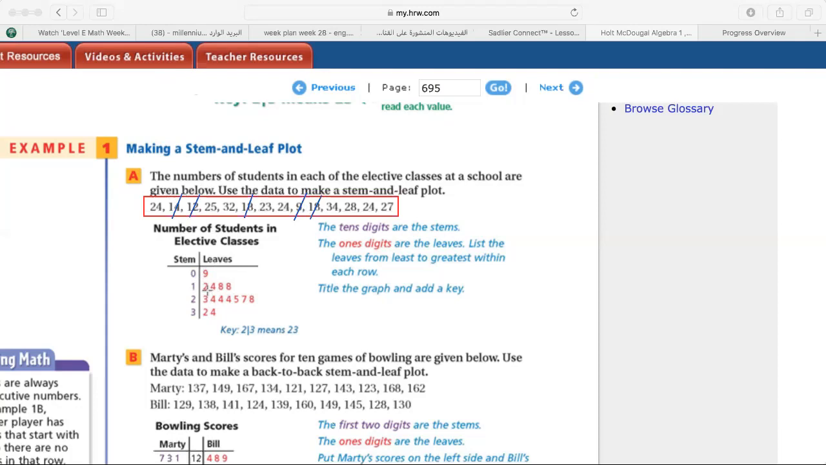So I have 12, 1 and 2. I have 14, 1 and 4. I have 18, 1 and 8. And I have another 18, which is 1 and 8. Let's go to the 20s.